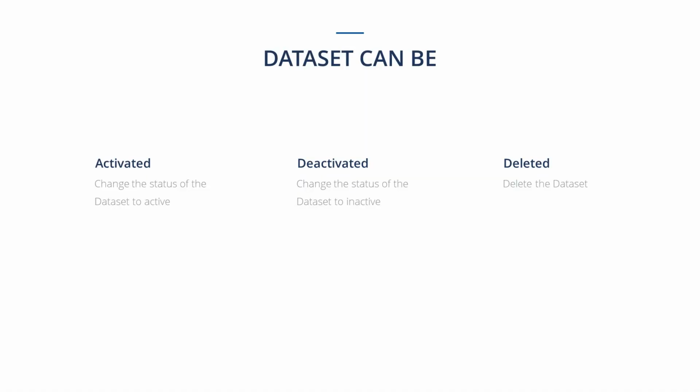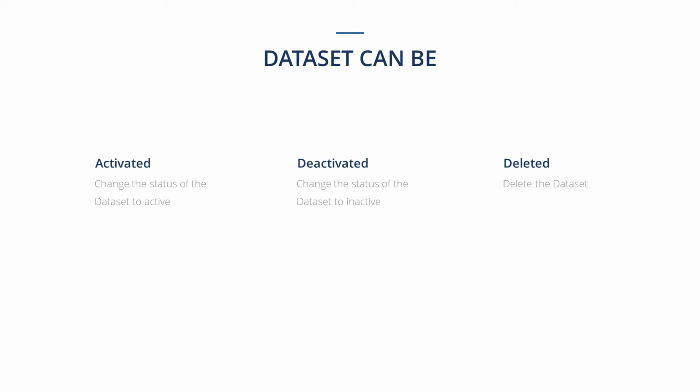Some datasets might not be useful for the time being, but could become so at some later point for an upcoming project. You can change the status of a dataset to activate or deactivate the dataset as needed. You can also delete a dataset if it is no longer needed.